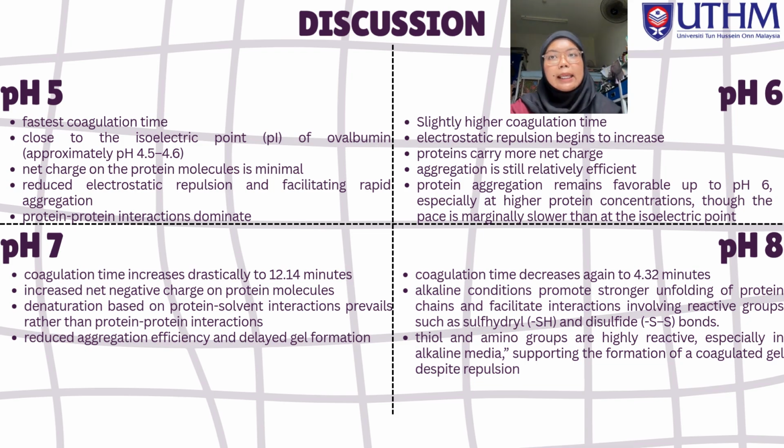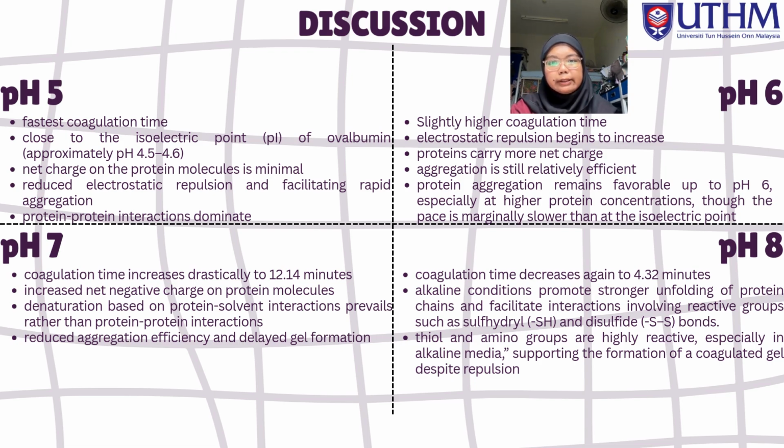and delayed gel formation. For pH 8, coagulation time decreased again to 4.32 minutes, while proteins are still highly charged and repulsive force remains significant. Alkaline condition promotes stronger unfolding of protein chains and exposes reactive groups such as sulfhydryl and disulfide bonds. As described by Chuang et al. 2021, thiol and amino groups are highly reactive, especially in alkaline media, supporting the formation of a gel despite repulsion. Also, this result reflects the dual influence of pH on protein solubility and aggregation behavior.